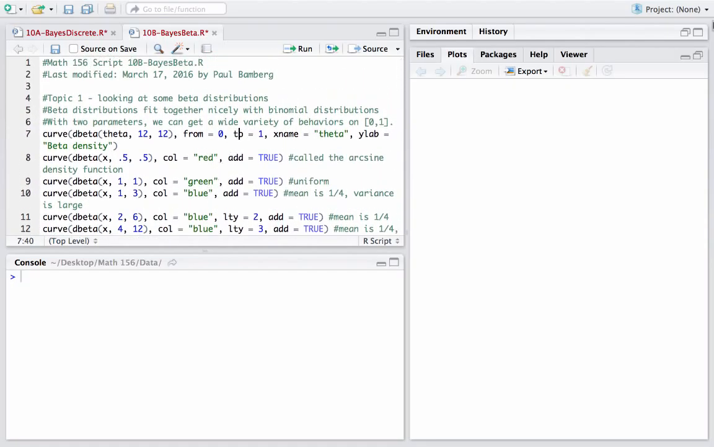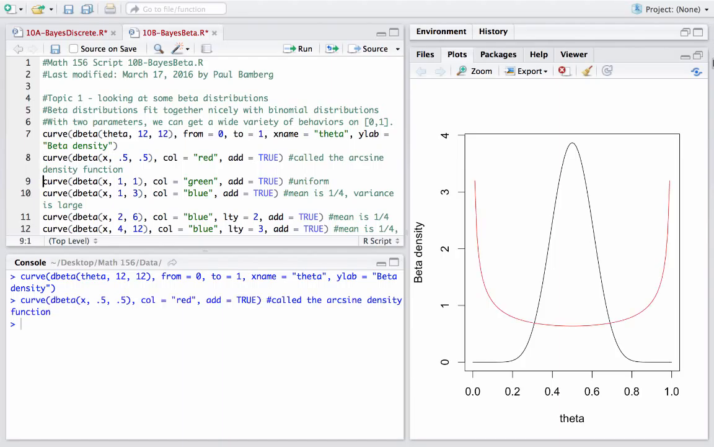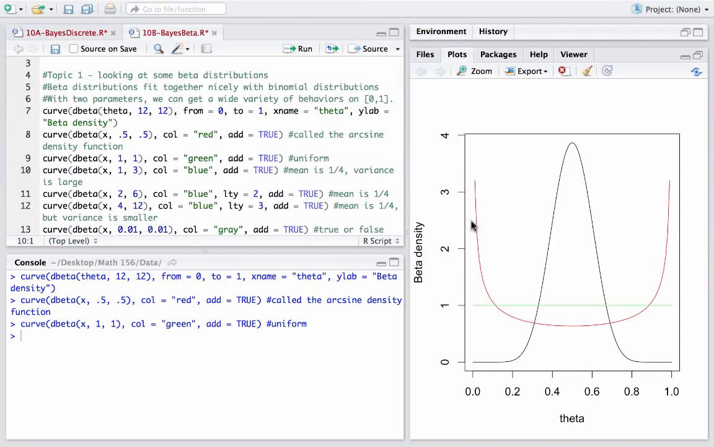Fortunately, R just lets us skirt that problem with its dbeta function, and we're just going to look at a couple different values of the parameters on the interval 0 to 1. So there's alpha equals beta equals 12. Here's alpha equals beta equals 1/2. This is known as the arcsine density function. Here's 1, 1. This is a nice flat uniform distribution.